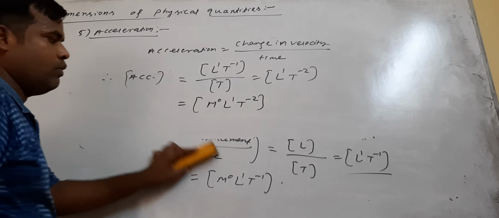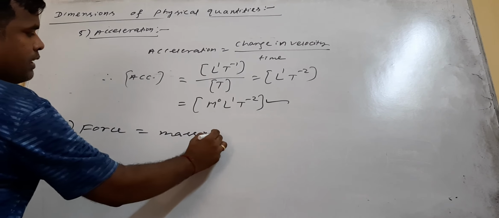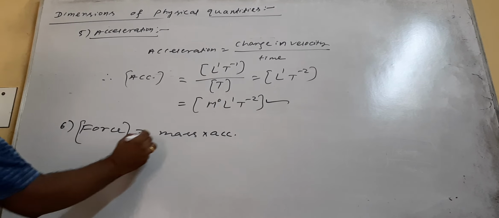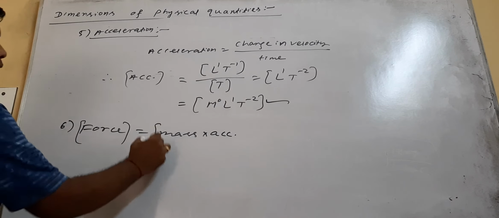Now force. You know, it is mass into acceleration. Force dimension is mass dimension into acceleration dimension. Mass dimension is M1 and acceleration dimension is L1 T minus 2. So it is M1 L1 T minus 2. It is the dimensional formula of force, and the dimensions are 1, 1, minus 2 in terms of mass, length and time respectively.